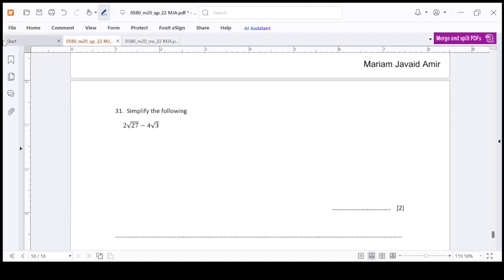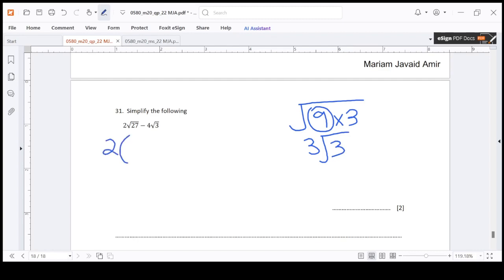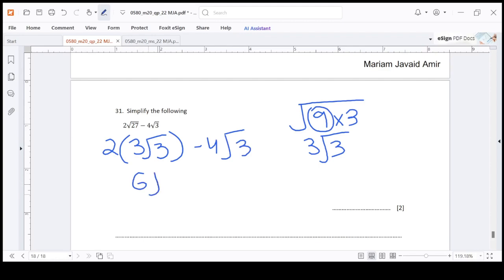Simplify the following: 2 square root of 27 minus 4 square root of 3. Okay, 27 can be written as 9 times 3, so the 9 goes out and becomes 3 because the square root of 9 is 3, and it becomes 3 square root of 3. So I'm writing 2 times 3 square root of 3 minus 4 square root of 3. That would be 6 square root of 3 minus 4 square root of 3. This is just like 6x minus 4x, which would be 2x. So this will be 2 square root of 3.